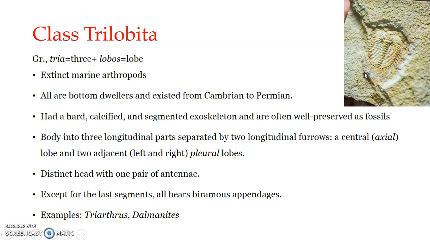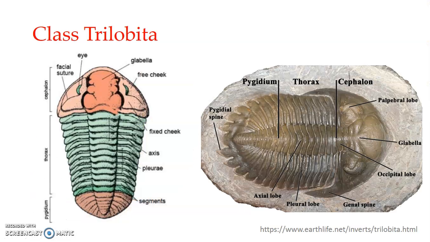So these are the body parts, the morphological features. You can see this is the cephalon region, this is the thorax region, and this part is the pygidial region. As already mentioned, each of these body regions is further divided into segments, and each of these segments is further provided with biramous appendages.